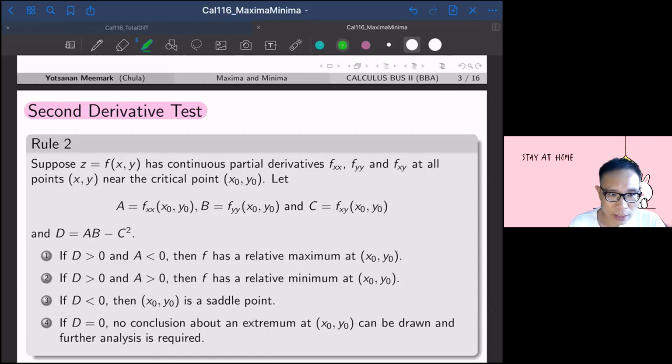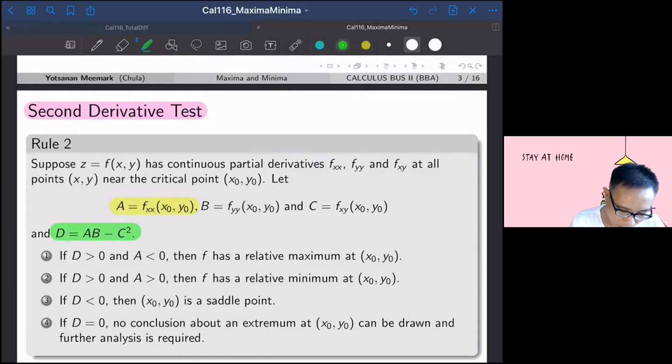Let a be fxx at (x0, y0), let b be fyy at (x0, y0), and let c be fxy at (x0, y0). Then let d equal a times b minus c squared. So you have d equal to a times b minus c squared. Okay, and you're going to check the sign of a and d.